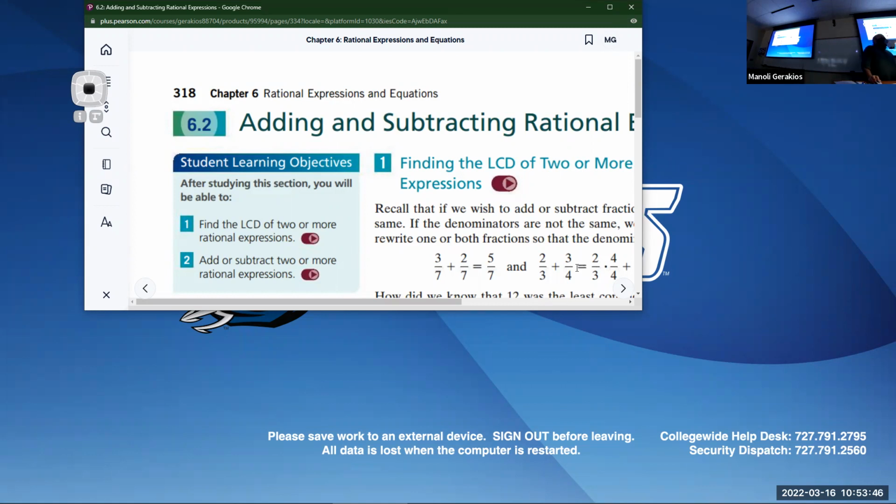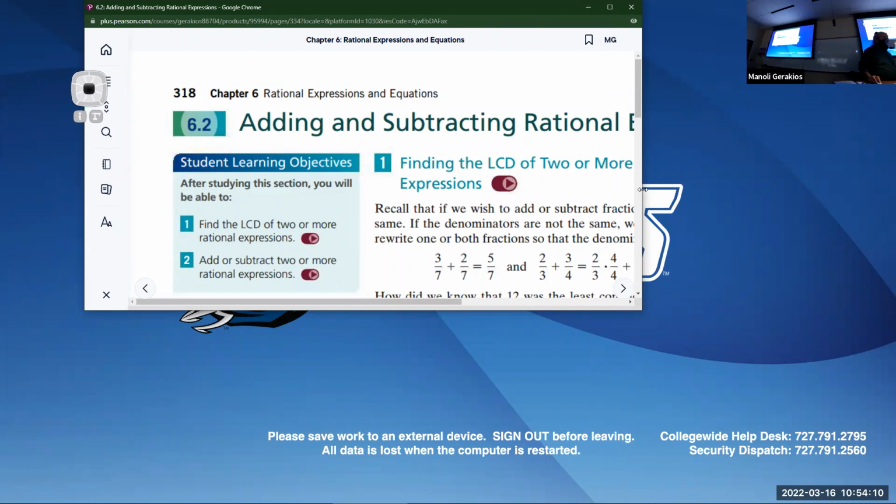What are we going to have to multiply 3/4 by to make a denominator of 12? This guy. The 3 needed to be multiplied by 4. What does the 4 need to be multiplied by? 3. So what are you going to multiply the numerator by? Also 3.